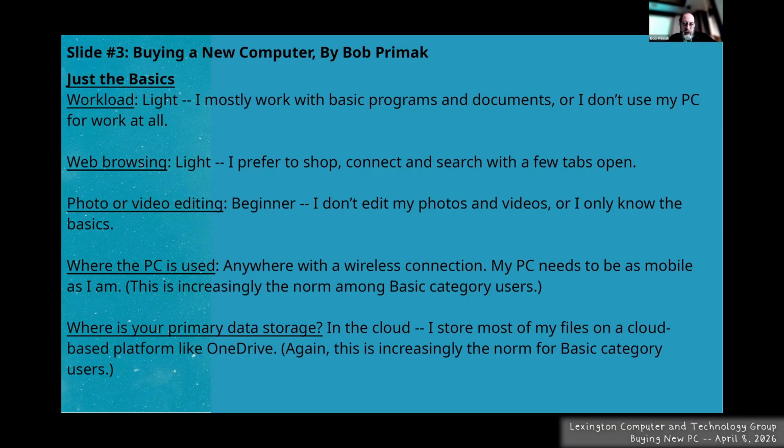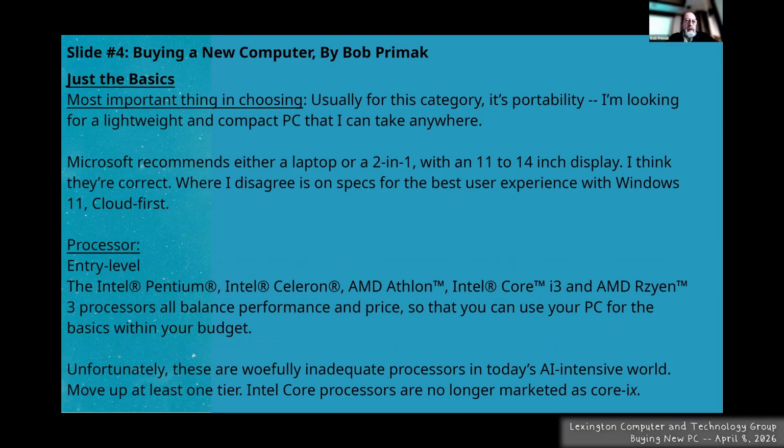So where's the primary data storage? For most basic users, it's in the cloud, quite frankly. You store most of your files on a cloud-based platform similar to OneDrive. So the most important thing that a basic user is going to consider is portability, most likely. Looking for a lightweight and compact PC that you can take anywhere. Microsoft recommends for this category either a laptop or a 2-in-1, an 11 to 14-inch display, kind of like this. And I think they're correct.